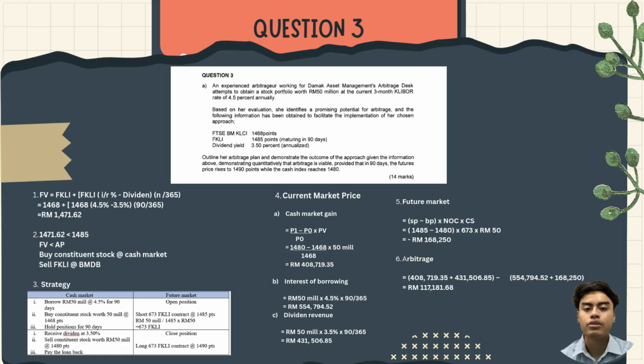The arbitrager should borrow 50 million ringgit, buy the constituent stocks in the cash market, and at the same time sell FKLI futures contracts. The number of contracts used is 673 contracts, because the portfolio value is divided by the contract value. After 9 days, the cash index increased from 1,468 to 1,480 points.